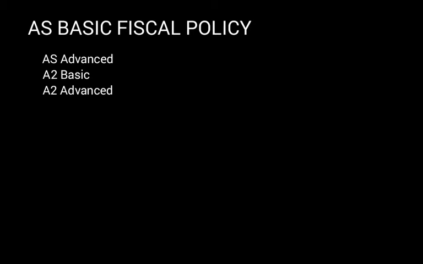So key things to bear in mind about fiscal policy. First of all, it's done by the government. It's done using government finances. We'll take a look at that in a little bit more detail in a moment. Secondly, it's primarily considered to be a demand-side policy. So fiscal policy at AS level is predominantly considered a demand-side policy, meaning that it affects aggregate demand within the economy.